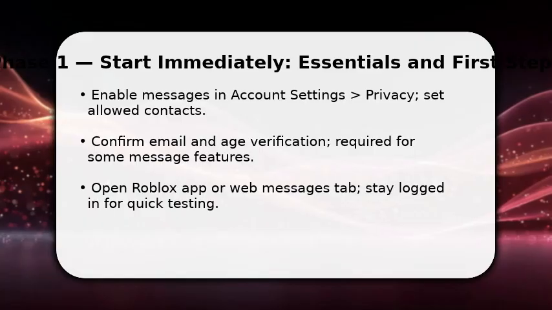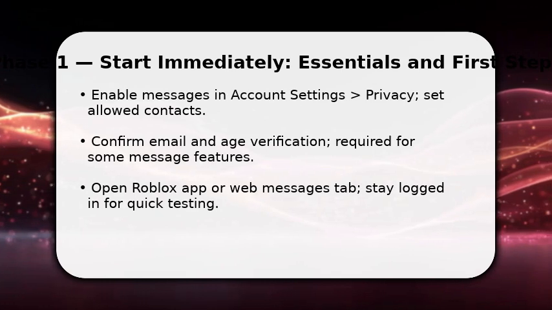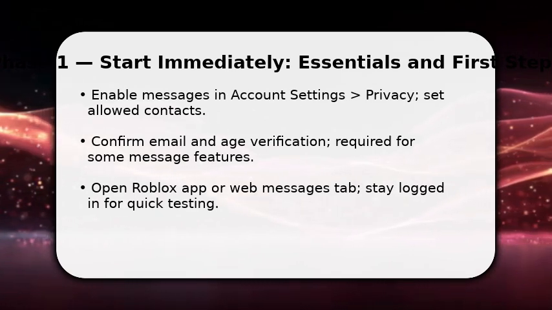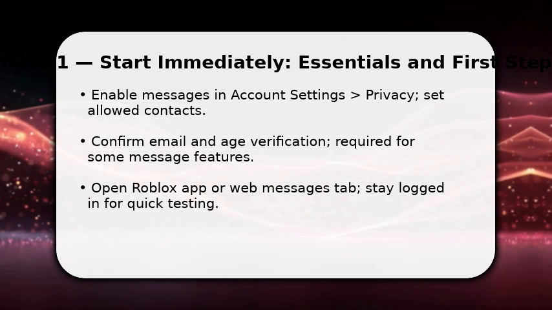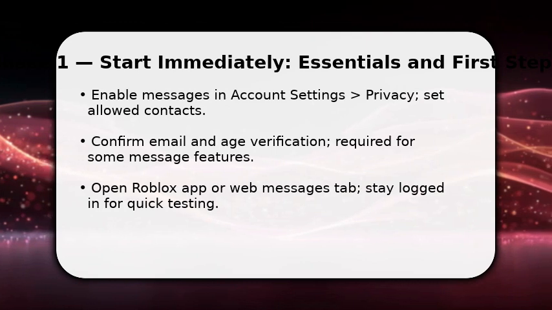Enjoy the video. You start by enabling messaging so the system accepts your connection requests. Go to Account Settings, then Privacy, and set who can message you: friends, everyone, or no one. Pick what fits your safety needs.